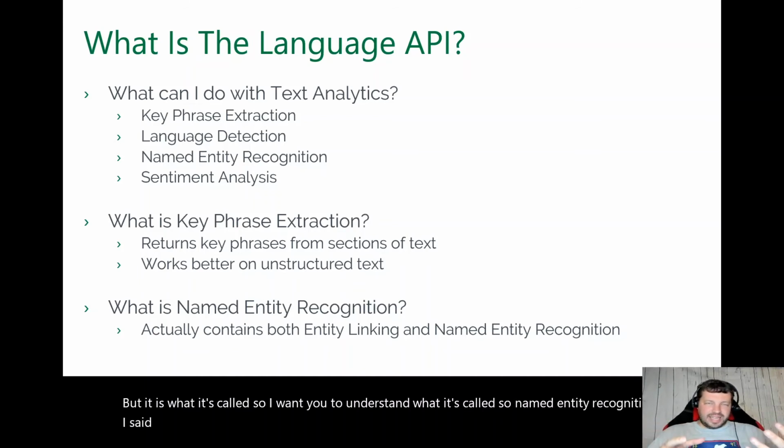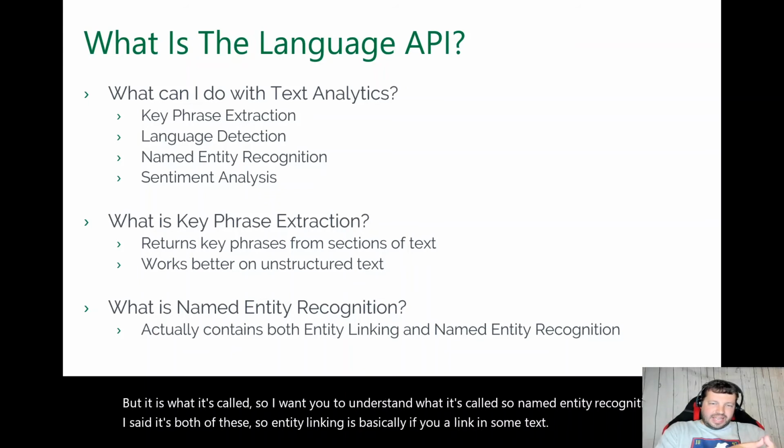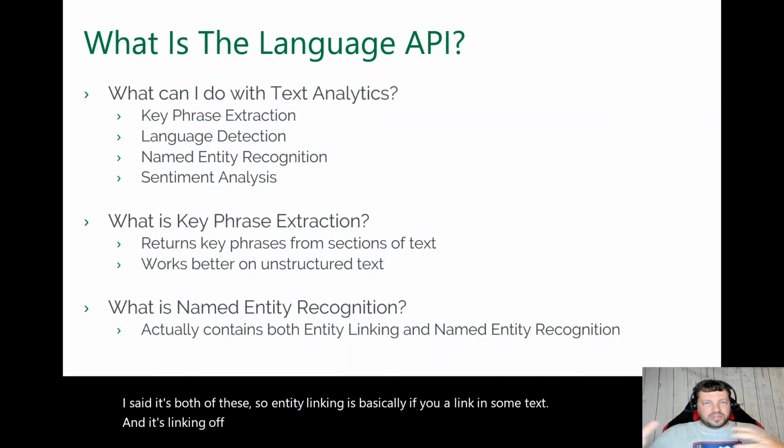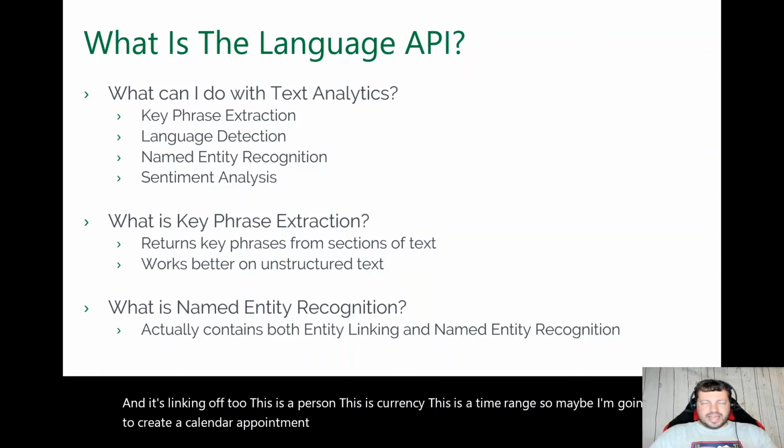So entity linking is basically if you see a link in some text and it's linking off to, well, this is a person, this is currency, this is a time range, so maybe I'm going to create a calendar appointment here or something like that. That's what's making that go.